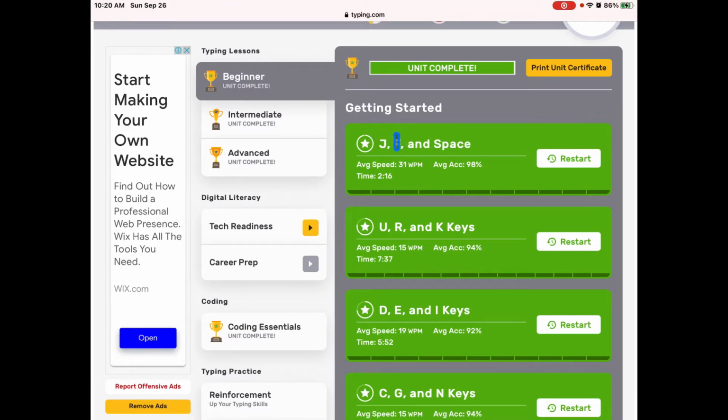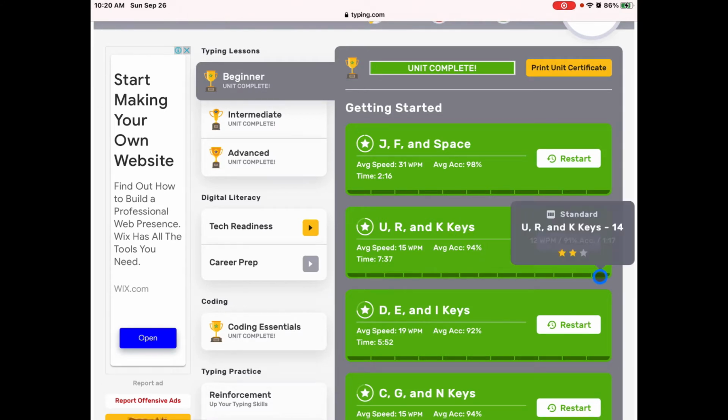So if we look here at the right, JF and space, this is considered like a 1 unit block, and then there's a bunch of lessons inside here. So total in this block here are 11 lessons, and then if you go to UR and K keys, it's just starting you out on the basics of typing. There are 14 lessons in here. So let's go to intermediate.